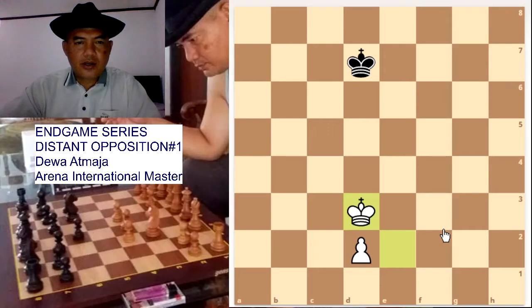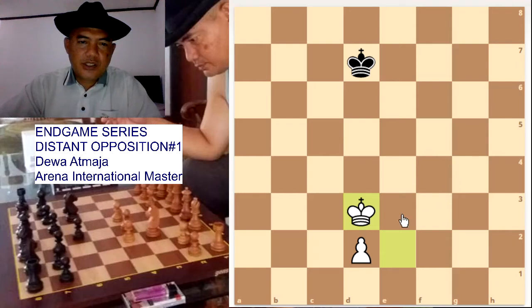This all comes from Mark Dvoretsky's book, Endgame Manual. As we have learned before, we know about the key square, and we also have learned about the direct opposition, where the black king and white king are on a file and there is only one square between them. But today we're going to discuss the distant opposition.